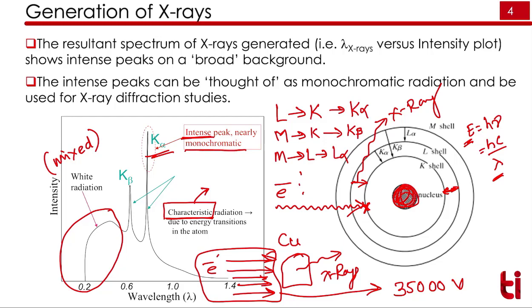Monochromatic means it will have a single wavelength, and you can see this is a sharp peak, and that wavelength looks like a single wavelength. Then again there is K beta, which is also called characteristic radiation. So for diffraction we have to use these characteristic radiations, because they have high intensity and they are monochromatic.